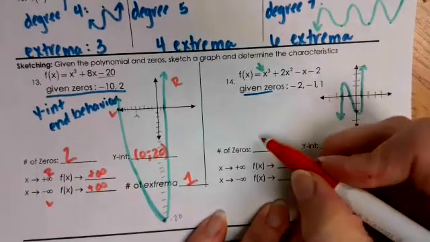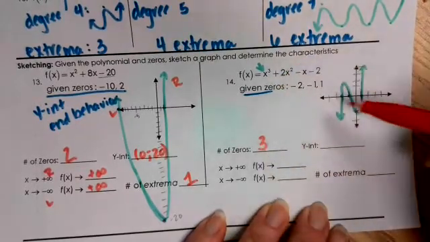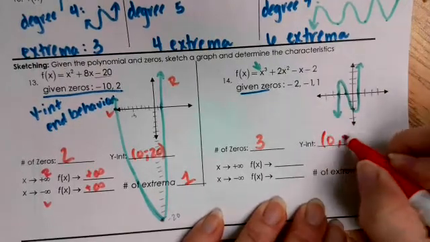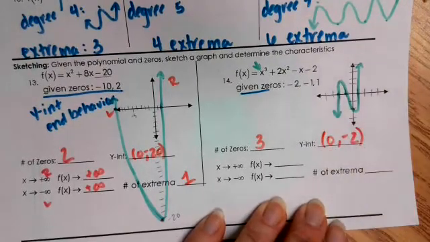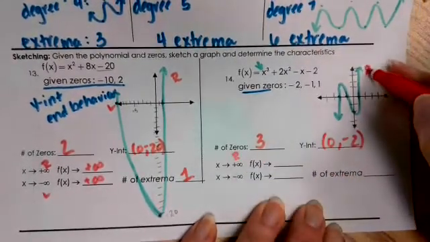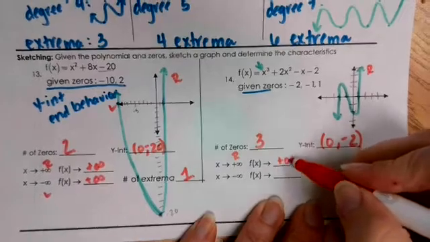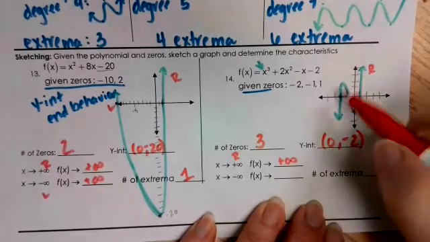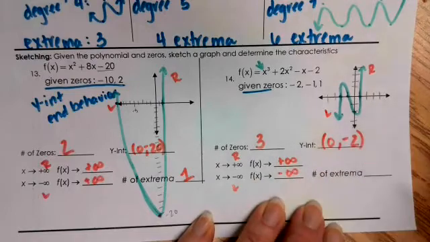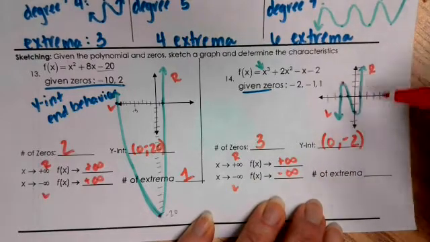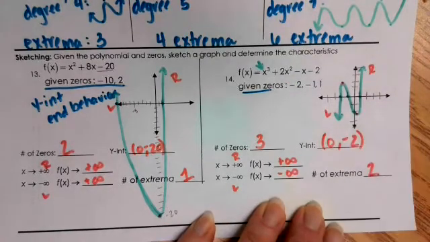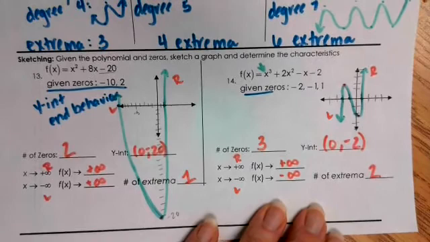So I have 3 zeros. I had degree 3. They tell me where to touch the x-axis at 3 separate times. My y-intercept is at 0, -2. For my end behavior, as x approaches positive infinity to the right, it's going up, so that will be positive infinity. And then as x approaches negative infinity, that will be on the left. I go down to negative infinity, and I can see where my extrema are. There are 2, one less than the degree.